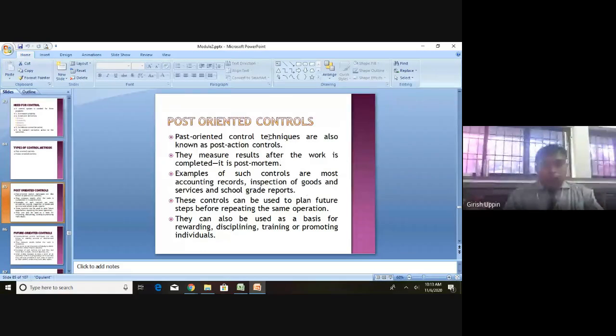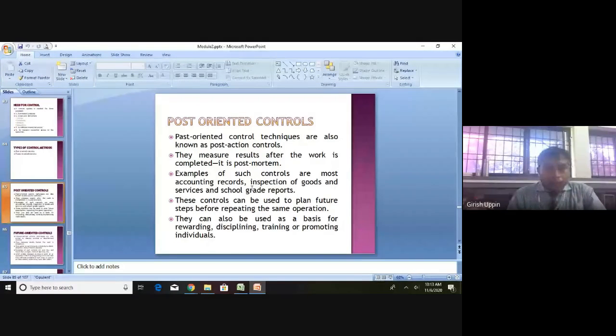Okay, so post-oriented control techniques are also known as post-action controls. They measure the results after the work is completed. Okay, it is like a post-mortem. When everything is done, it will be checked whether it is according to the standards or it is deviating from the standards.